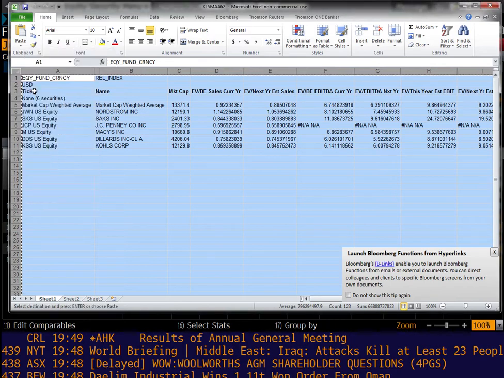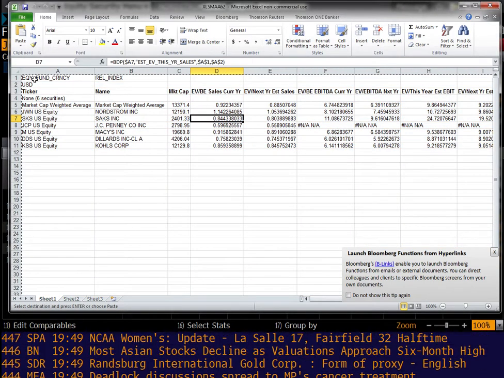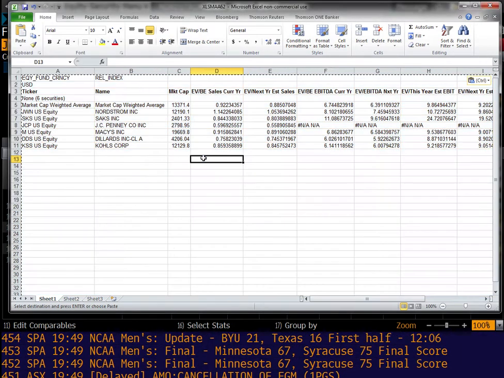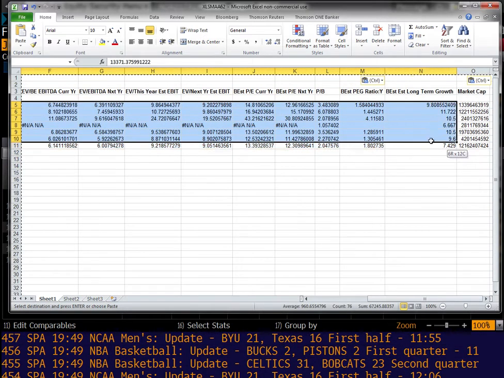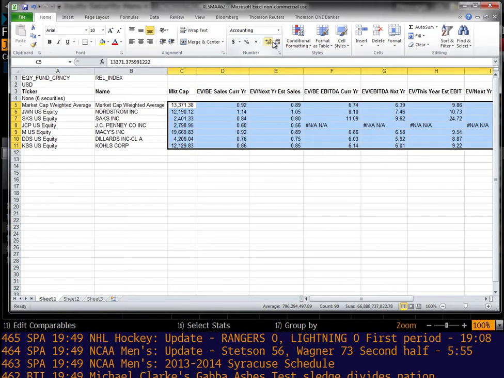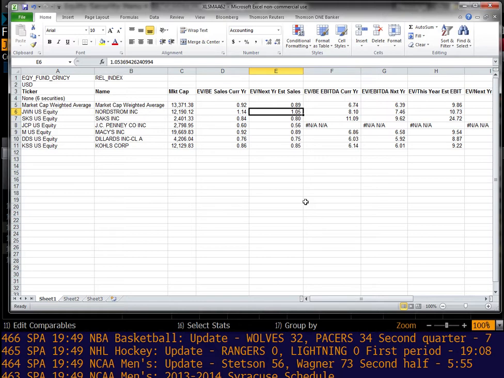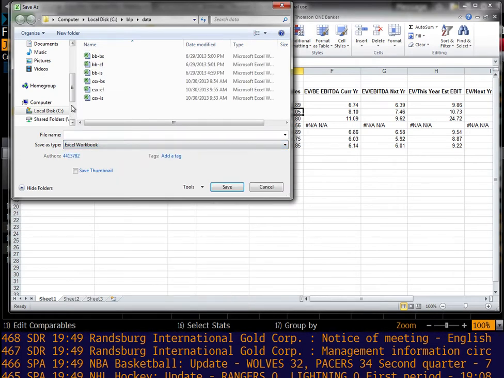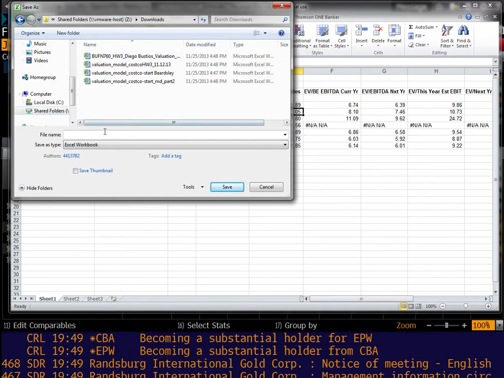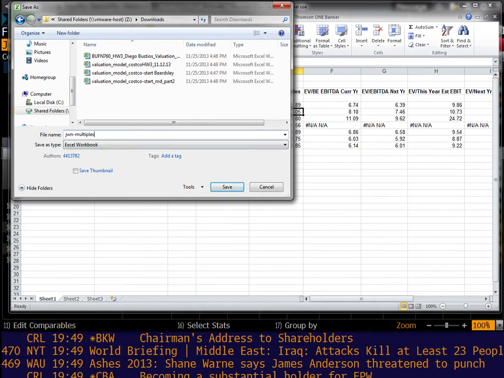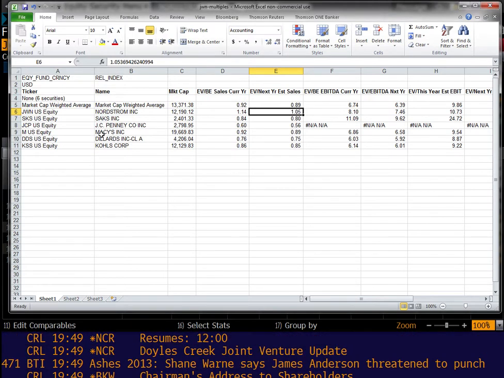Select, copy, because these are not numbers, by the way. These are database lookups. Paste special values. And just so it's a little bit easier to see, I'm going to make all of these 2 decimal places. And then basically file, save as an Excel workbook, JWN multiples. So I can either export as a screenshot or I can export it to Excel. All right, and that's how we get the data.